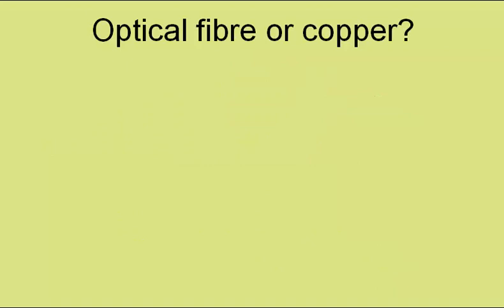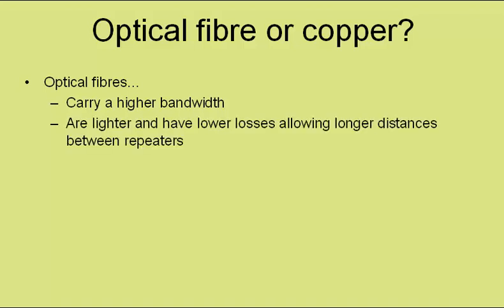Finally, to look at some of the advantages and disadvantages of optical fibres over more traditional copper cables. Well, optical fibres can carry a higher bandwidth. We can pass more information along an optical fibre than a copper cable. They're lighter and so easier to support, and they have lower energy losses than copper cables, meaning we can send a signal for a longer distance between repeaters. Remember, they boost the signal as it passes through.